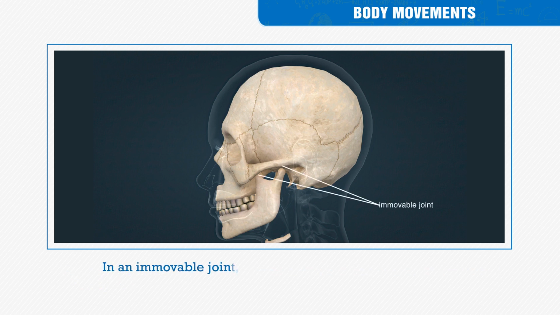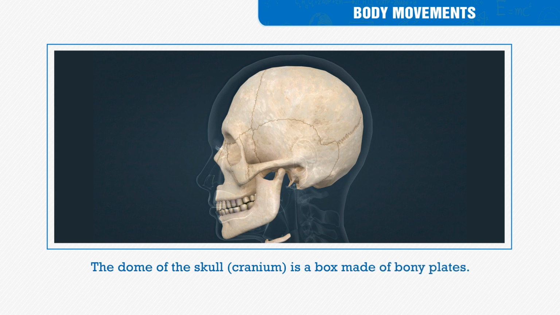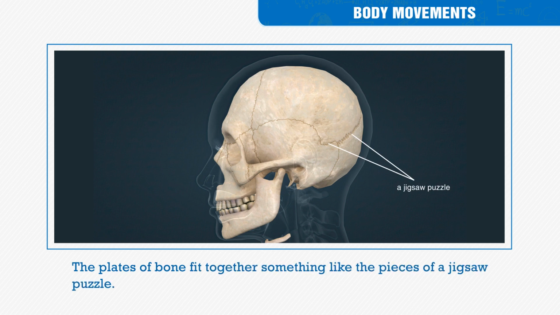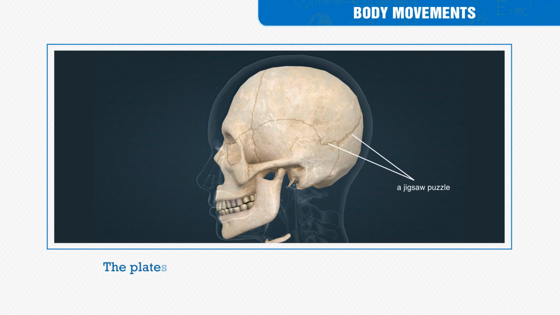In an immovable joint, the bones are held tightly together. The dome of the skull, the cranium, is a box made of bony plates. The plates of bone fit together something like the pieces of a jigsaw puzzle. The plates must be immovable to protect the brain inside.